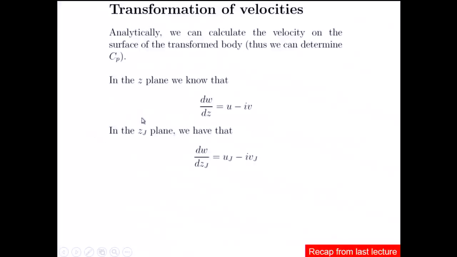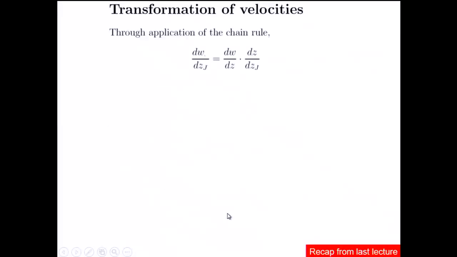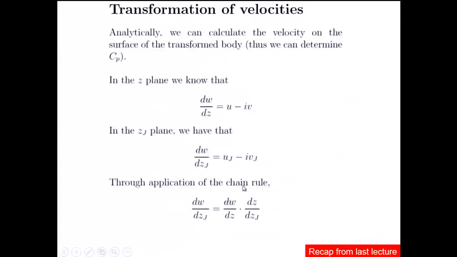And in the transformed Zj plane, it follows the same rule, but we have to differentiate the complex potential function by the new coordinate Zj. So here we need to use the chain rule, because we know the original flow field, which means we know the original d omega dz, and we know what kind of transformation we are applying. So we know this derivative dz dzj. In this way, we can work out the complex velocity in the transformed plane through the chain rule.